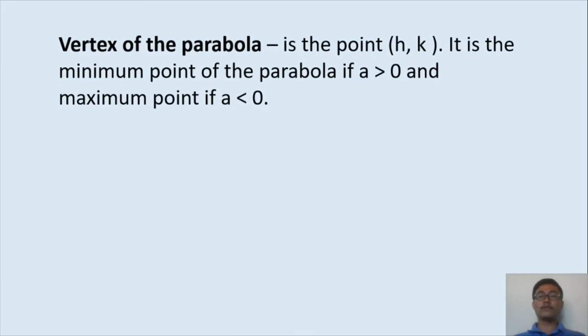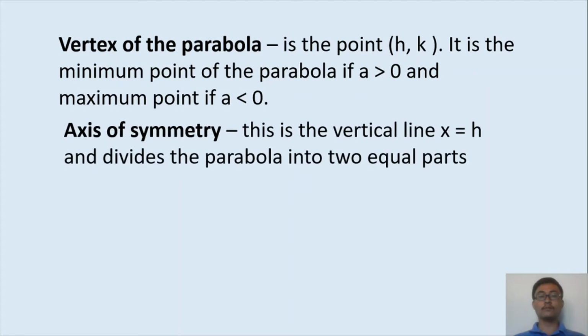Then, of course, we have the vertex of the parabola. It is the point (h, k). So, the vertex is at (h, k). It is the minimum point if the value of a is greater than 0, and maximum point if a is less than 0. Then we have the axis of symmetry. This is the vertical line x equals h, and it divides the parabola into two equal parts.